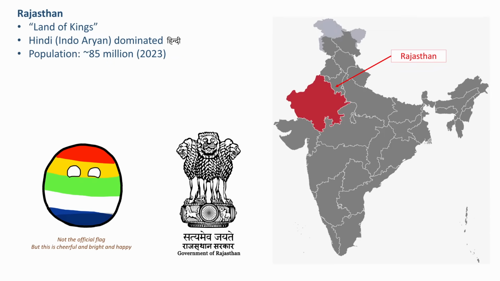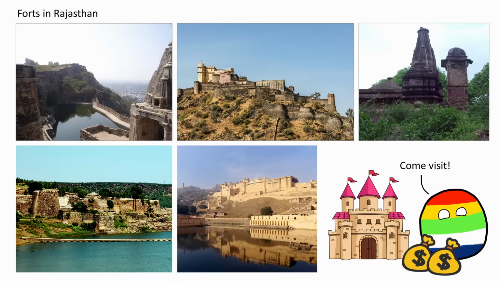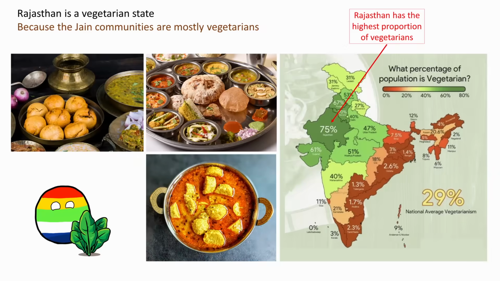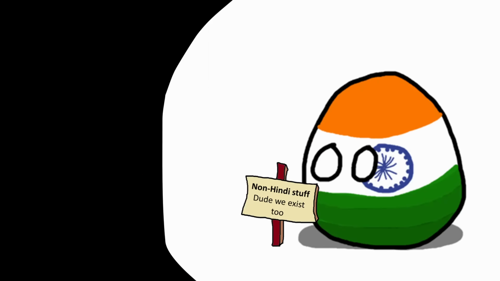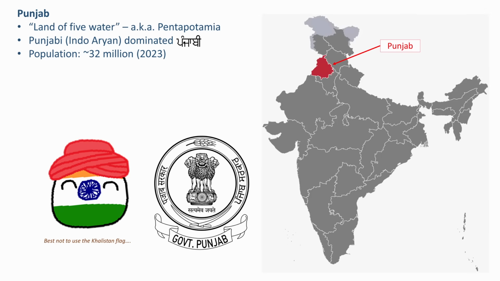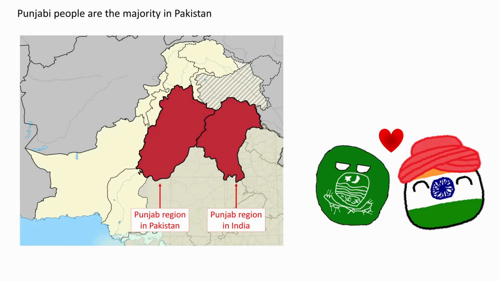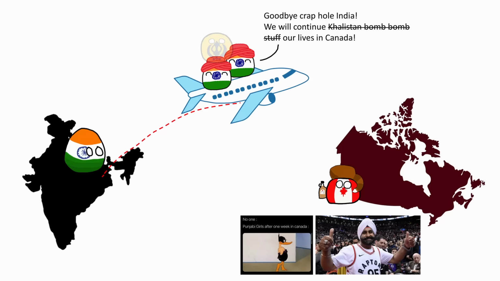Towards the west coast is Rajasthan, the biggest state with desert, camels, forts, minerals, pink city Jaipur, vegetarians, big nuke tests, and child marriage. Moving on, the Punjabi-speaking state is Punjab, filled with light-skinned Indians, having best friends in Pakistan, Sikh stuff, bomb stuff, and doing its best to migrate to Canada.